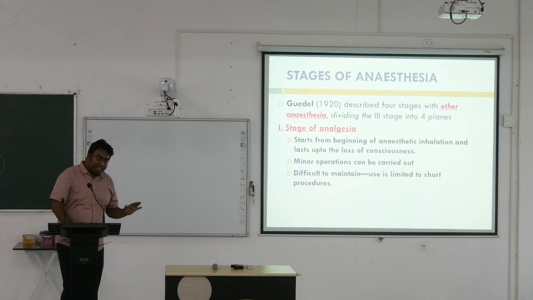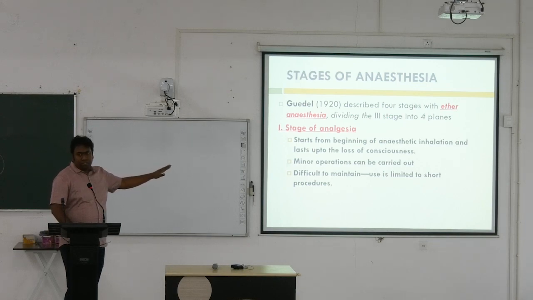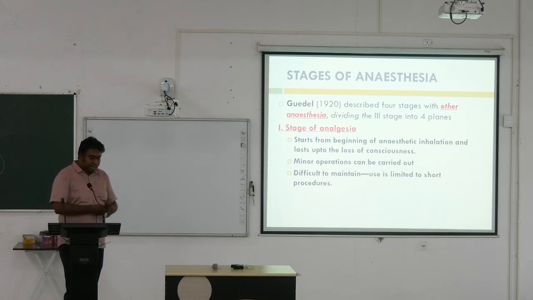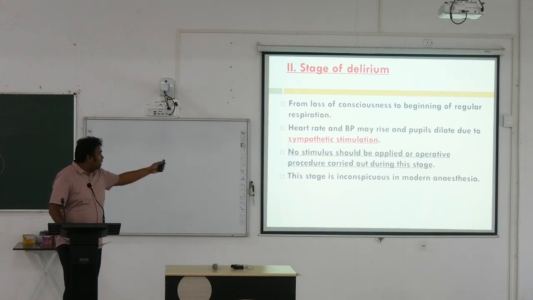There are 4 stages. The first stage is the stage of analgesia. It starts from when the drug is given up to the loss of consciousness. This is the first stage, the stage of analgesia. Next is the stage of delirium. From analgesia, it goes up to the beginning of regular breathing. This is the stage of delirium.